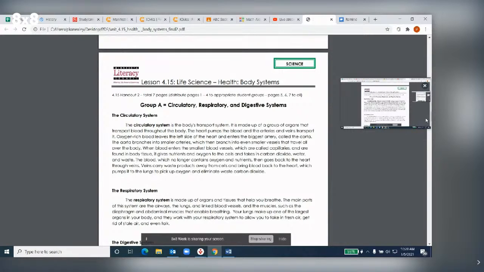The blood, which can no longer carry oxygen and nutrients, then goes back to the heart through the veins. Veins carry waste products away from the cells and bring blood back to the heart, which pumps it to the lungs, picks up oxygen, and eliminates waste carbon dioxide.